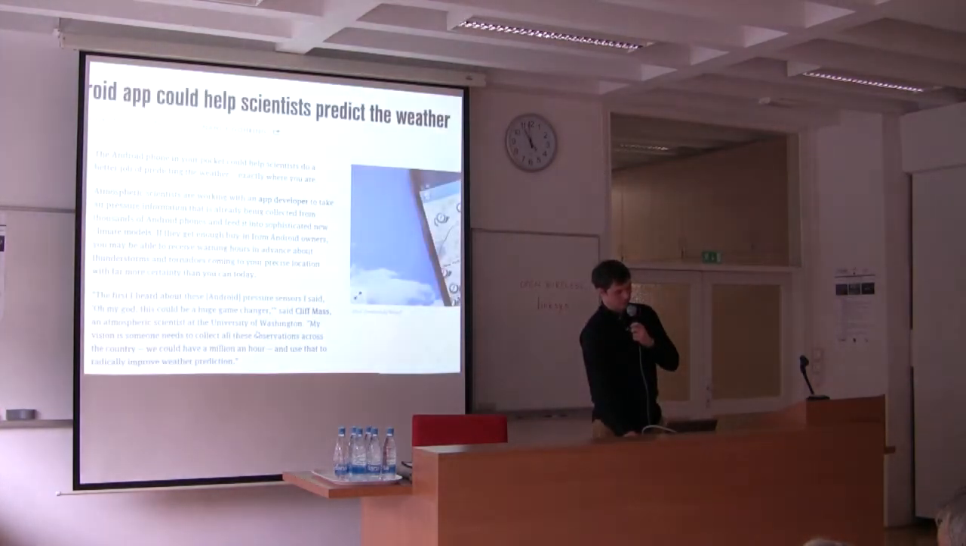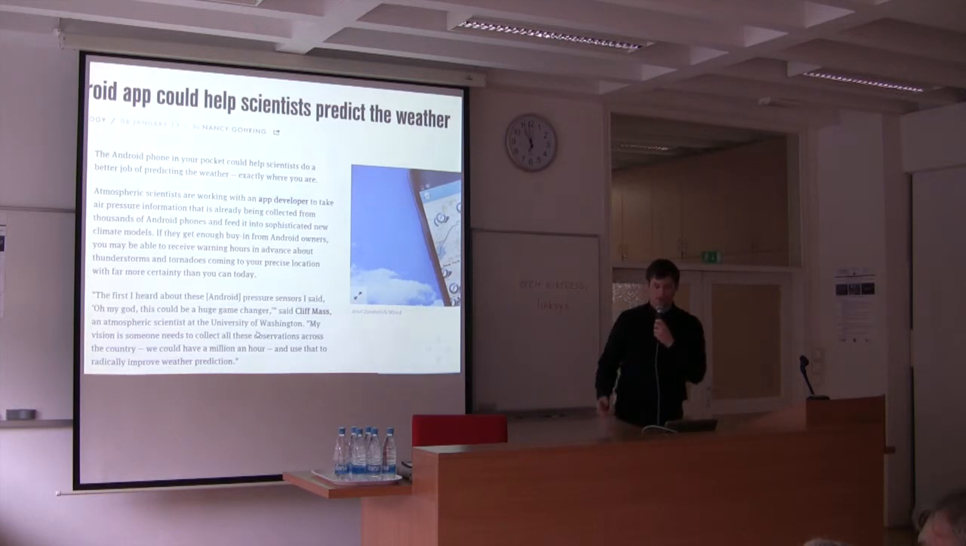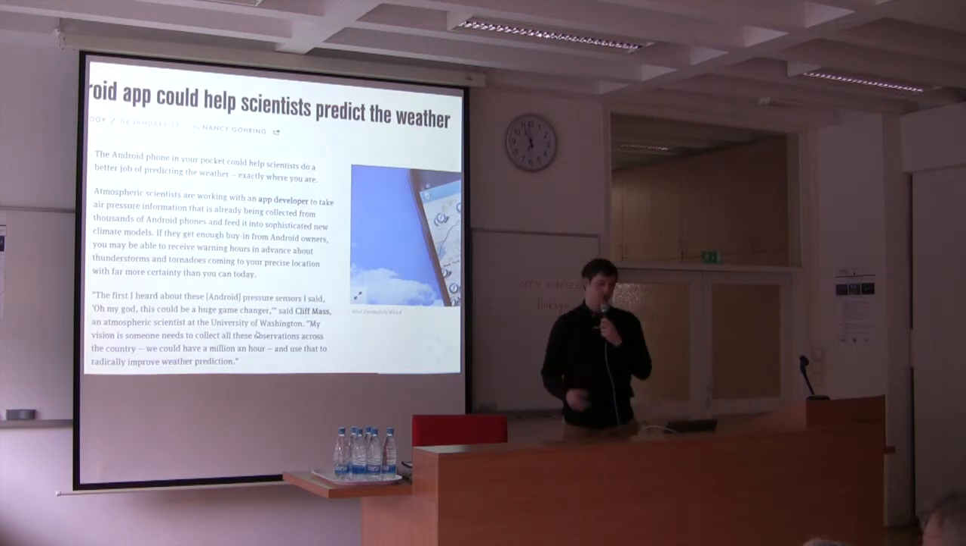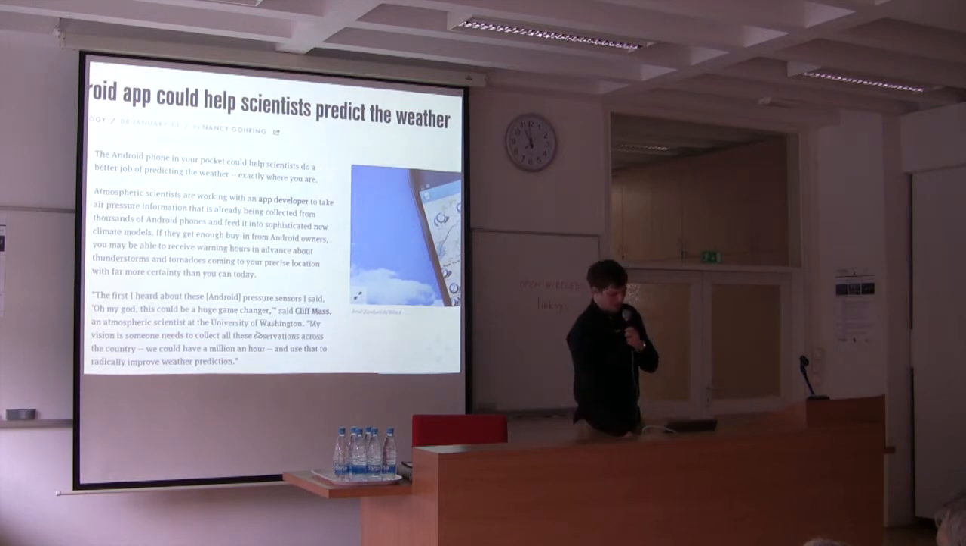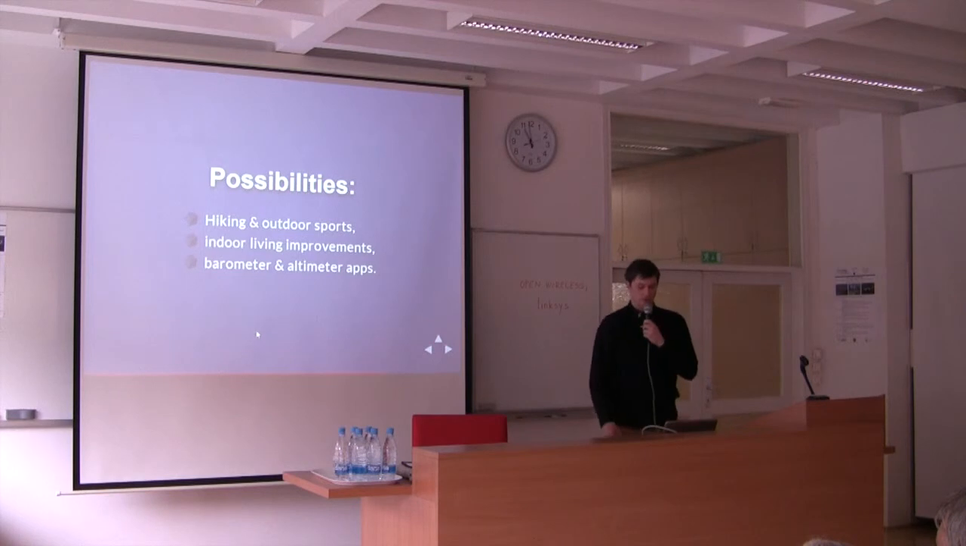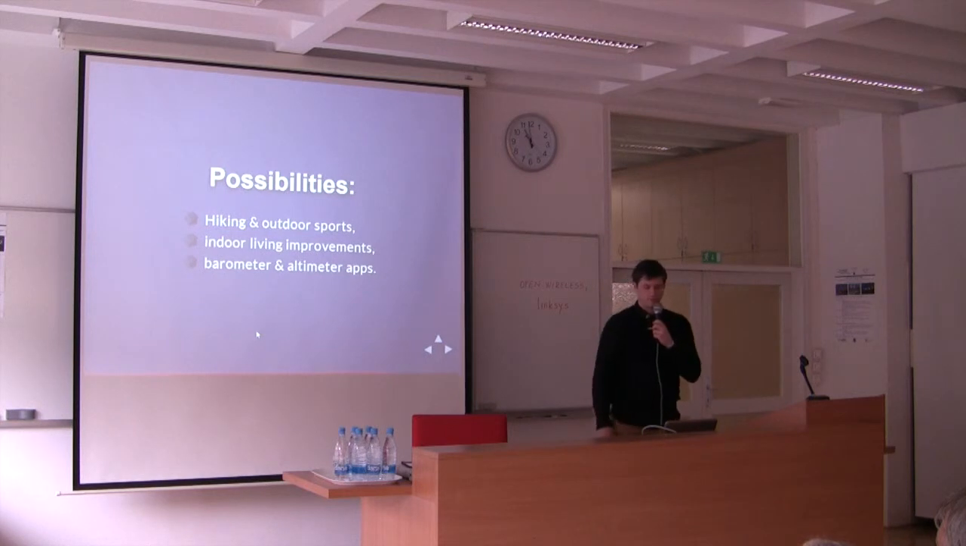Yeah, there are a number of possibilities here as well. You can actually better predict weather changes, because everyone is already using cell phones, and if we collect this data, we can combine it with the other measuring systems and improve our results and predictions. Other possibilities are probably in hiking outdoors and also in improving living indoors. Barometer and altimeter apps are already present in the Google market for Androids.